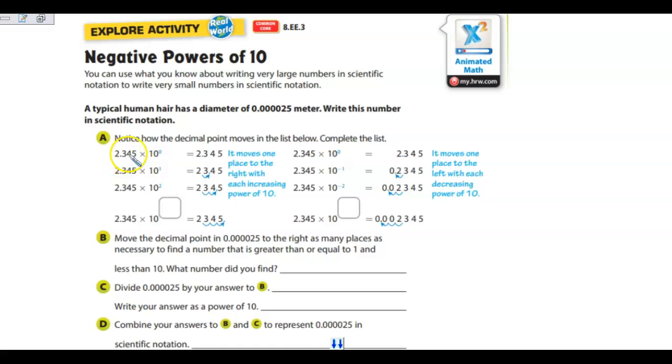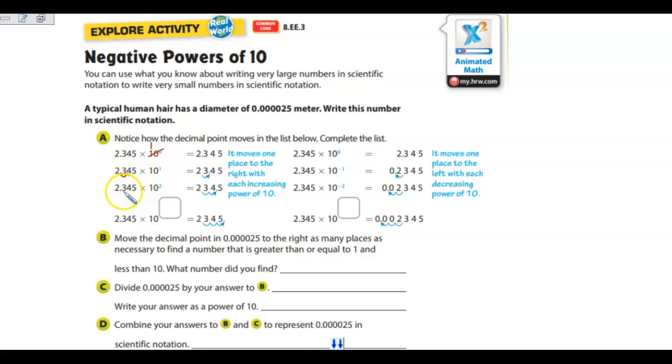We have 2.345 times 10 to the 0 power. And remember, 10 to the 0 power is the same as if it was times 1, which means it doesn't move at all, okay? 2 and 345 thousandths times 10 to the first power means that that decimal point is going to move to the right one place. And so then we get 23.45.